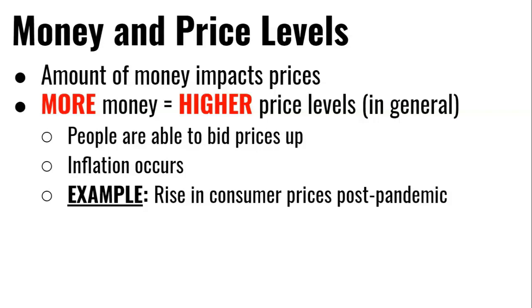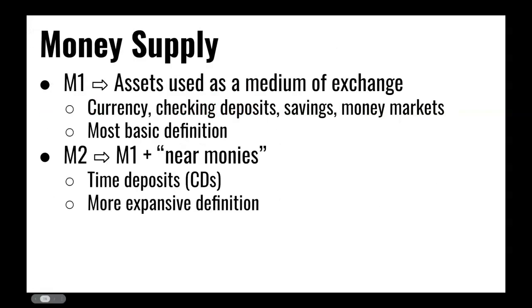So you tend to see the more money there is in the economy, the higher the price level tends to go. When it comes to money supply, there are two measures that we care about. One is known as M1, the other is M2. M1 is all the assets used as a medium of exchange. So we're talking about currency, checking deposits, savings accounts, money market accounts. This is the most basic definition of money.